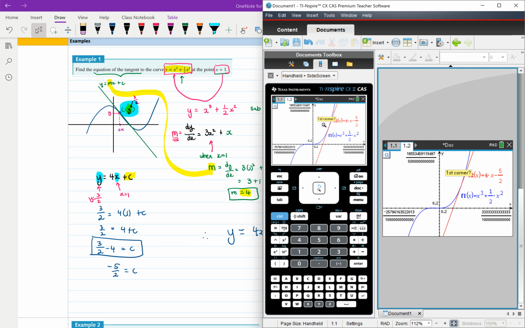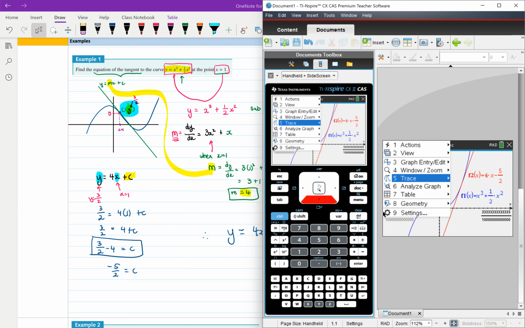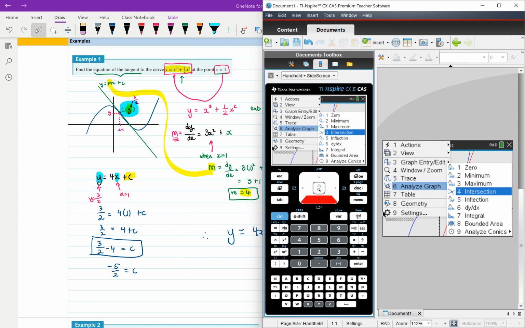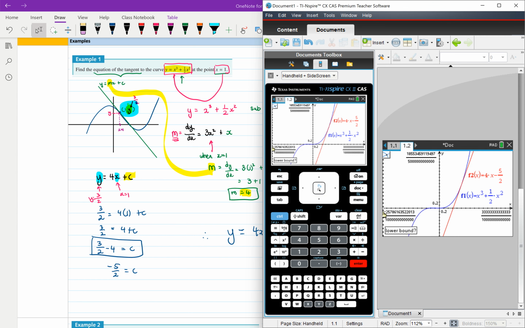Let's see. So it's somewhere around here. How do you know if it's true that we calculated it should be 1 and 3/2, right? The intersection should only touch 1 point. So if I've done it right, I can go to menu, analyze graph, intersection, and let's see if we got it right.